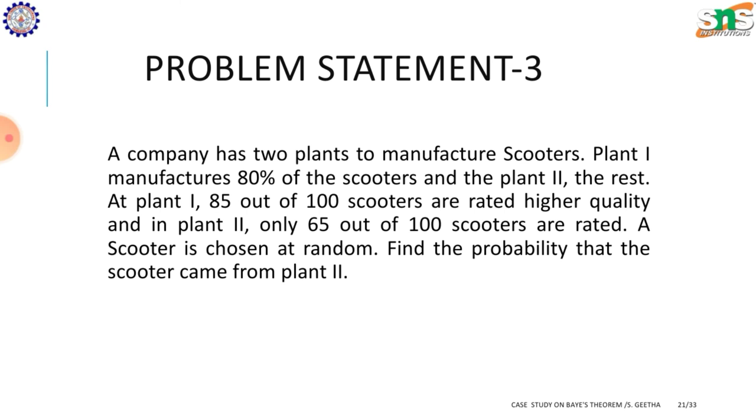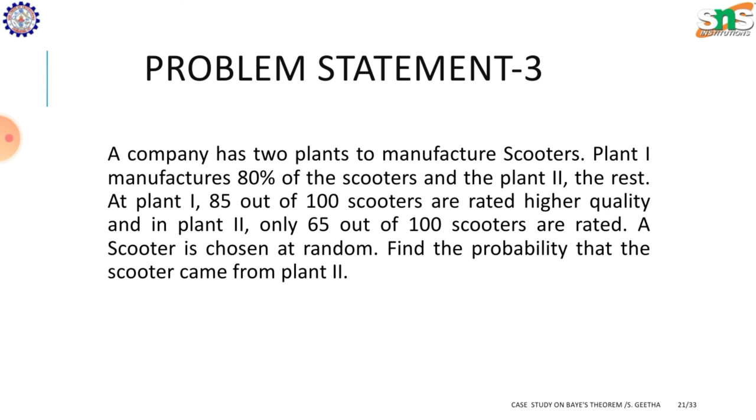A company has two plants to manufacture scooters. Plant 1 manufactures 80% of the scooters and plant 2 the rest. At plant 1, 85 out of 100 scooters are rated higher quality, and in plant 2 only 65 out of 100 scooters are rated. A scooter is chosen at random. Find the probability that the scooter came from plant 2.